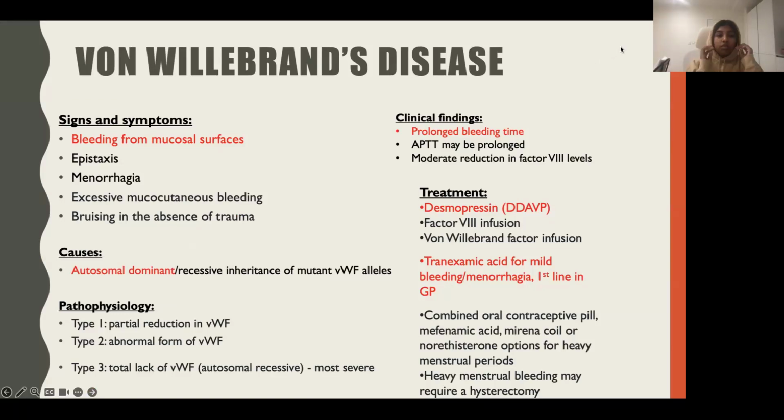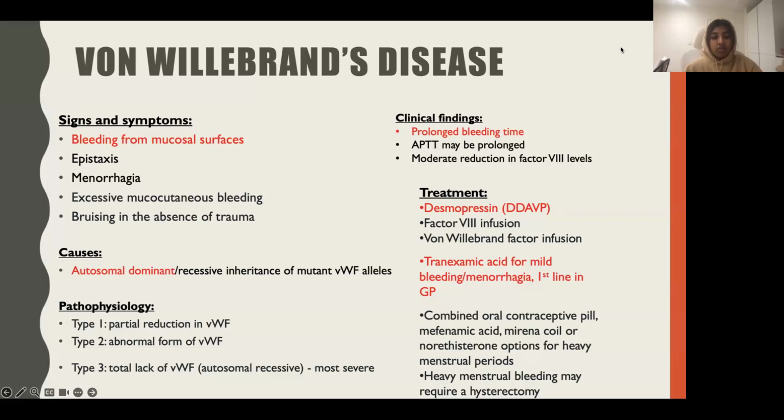So signs and symptoms is bleeding from mucosal surfaces. So that's nosebleed, heavy periods, mucocutaneous bleeding, bruising in the absence of trauma. Causes is an autosomal dominant, autosomal dominant, meaning that men and women, you'll see it equally in both. And usually there's a couple generations of it. So if you take a family history, someone in their family probably has it as well.